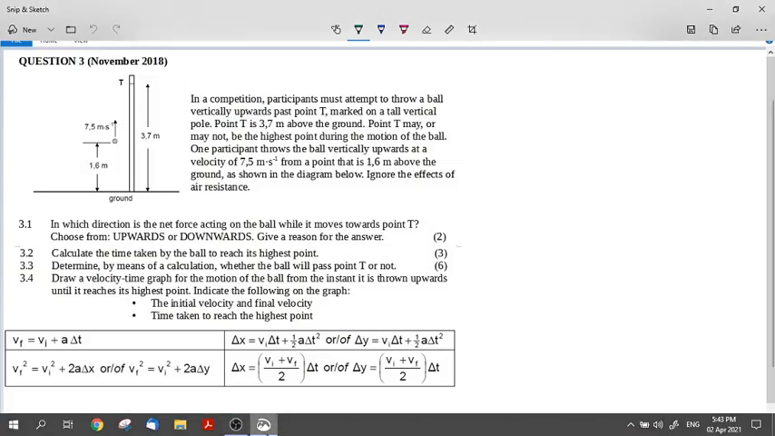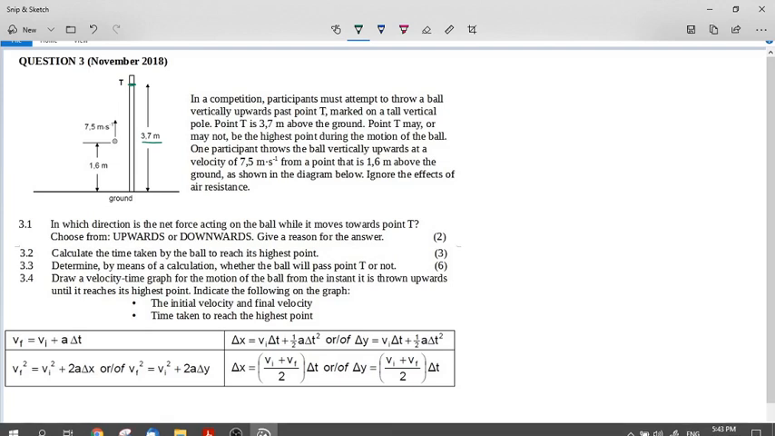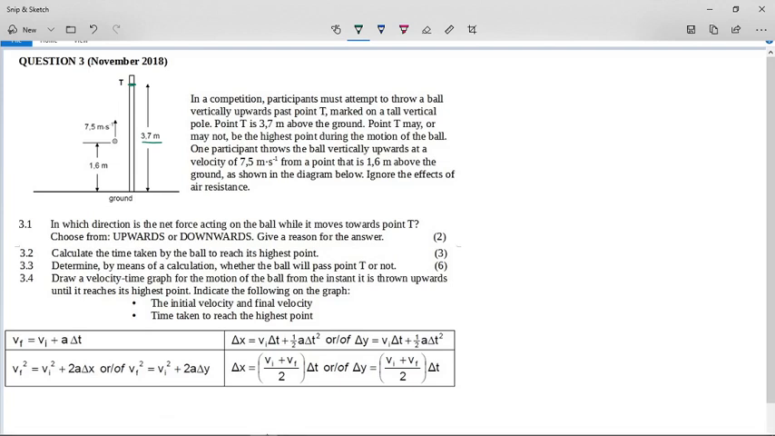Okay, let's look at this vertical projectile motion question from November 2018. It says, in a competition, participants must attempt to throw a ball vertically upwards past a point T marked on a tall vertical pole. Point T is 3.7 meters above the ground. Point T may or may not be the highest point during the motion of the ball. One participant throws the ball vertically upwards at a velocity of 7.5 meters per second from a point that is 1.6 meters above the ground as shown in the diagram below. Ignore the effects of air resistance.